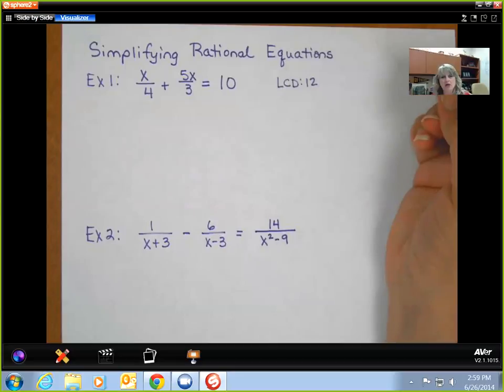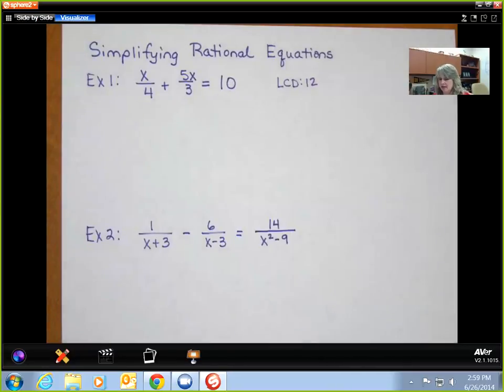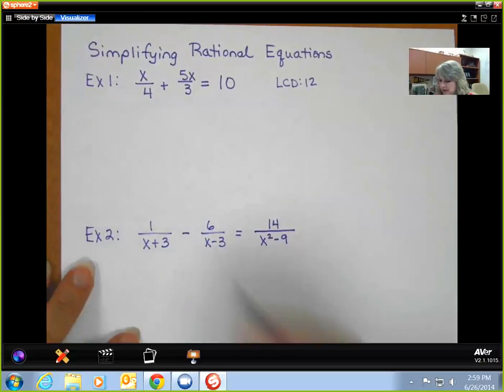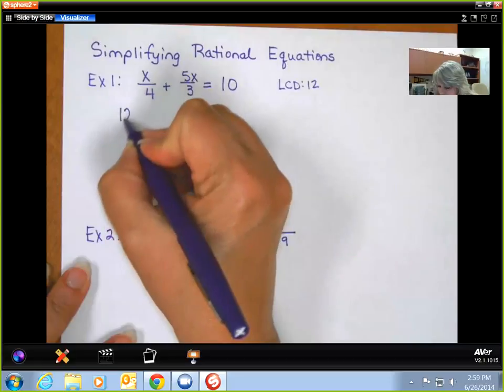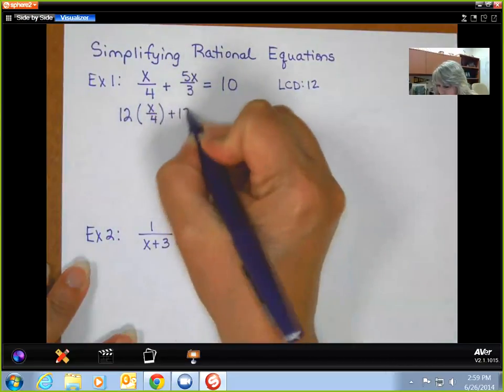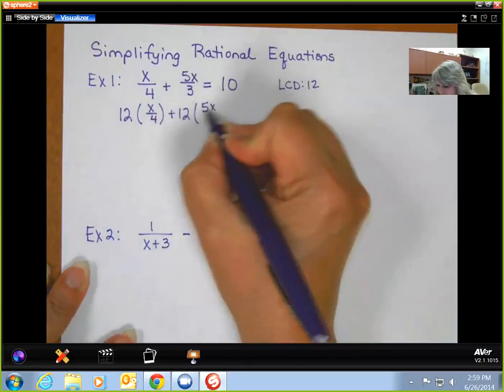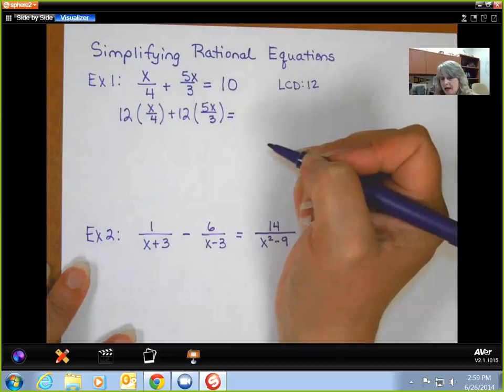So what we're going to do is multiply every single term by 12. Because remember, this is an equation. The left side and the right side are balanced. So whatever we do to the left side, we have to do to the right side. So I'm going to multiply every term on the left side by 12. And I'm also going to multiply every term on the right side by 12.